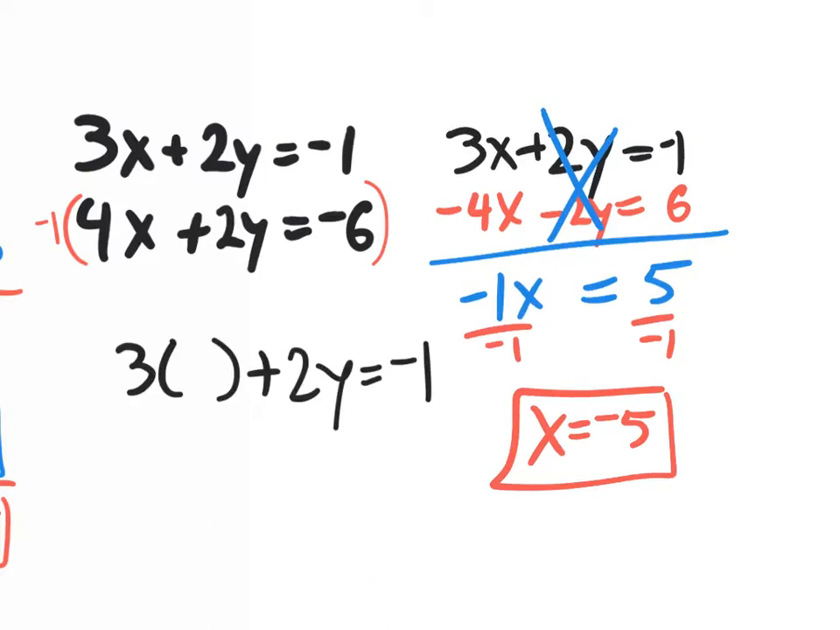So there's my top equation, 3x plus 2y equals negative 1. But in place of x, I want to put the negative 5 right in there.